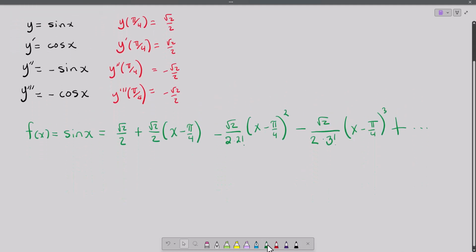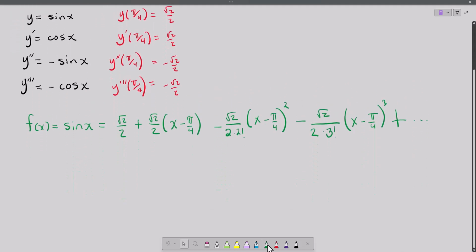And again, if we wanted to find the interval of convergence, we would have to figure out the summation notation and then use the ratio test. On the test, I'll ask you to use the ratio test, but I won't ask you to figure out the summation notation. I'll give you that and say, find the ratio, find the interval of convergence. All right.